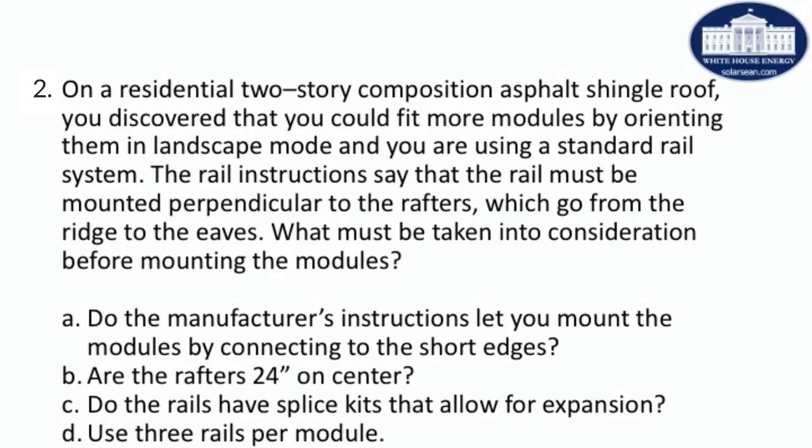Question: on a residential 2-story composition asphalt shingle roof, you discovered that you could fit more modules by orienting them in landscape mode, and you are using a standard rail system. The rail instructions say that the rail must be mounted perpendicular to the rafters, which go from the ridge to the eaves. What must be taken into consideration before mounting the modules?